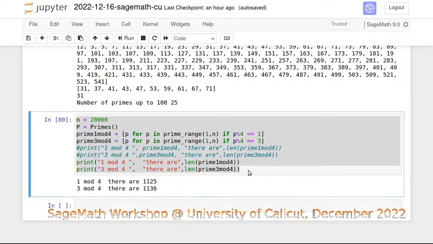Let me just copy and paste this to the Google document. Sorted.